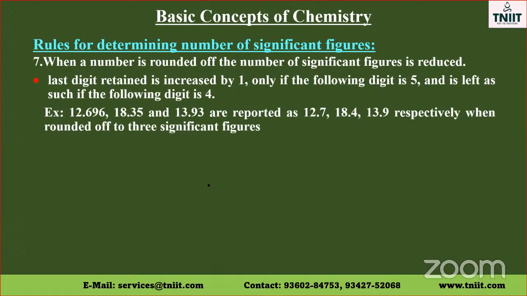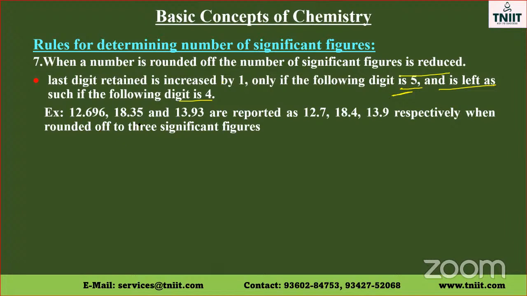A few more major rules. When the number is rounded off, the number of significant figures is reduced. The last digit retained is increased by 1 only if the following digit is 5, and is left as such if the following digit is 4.